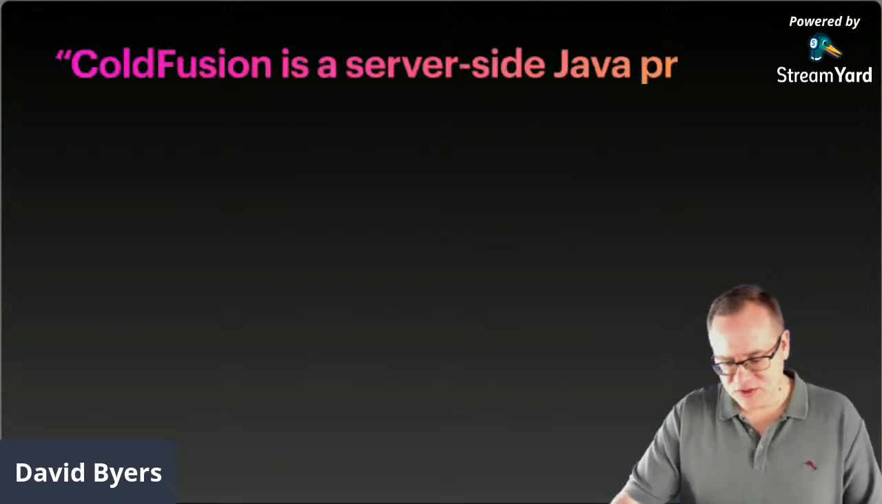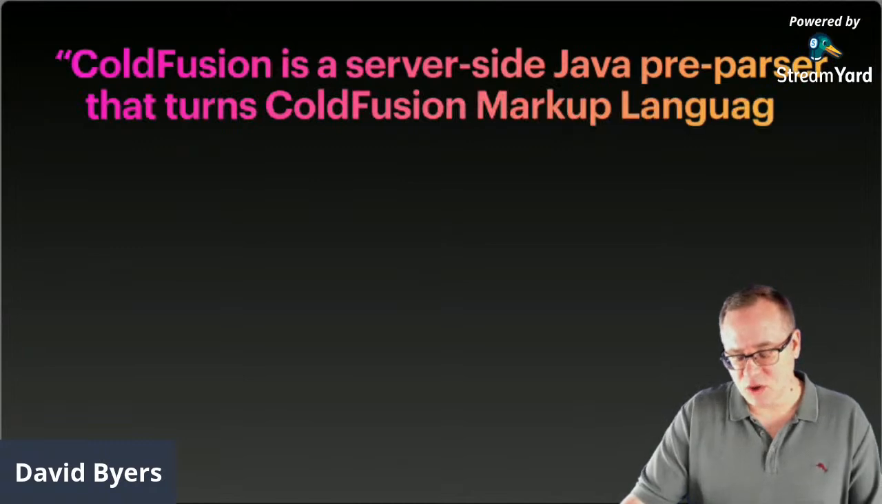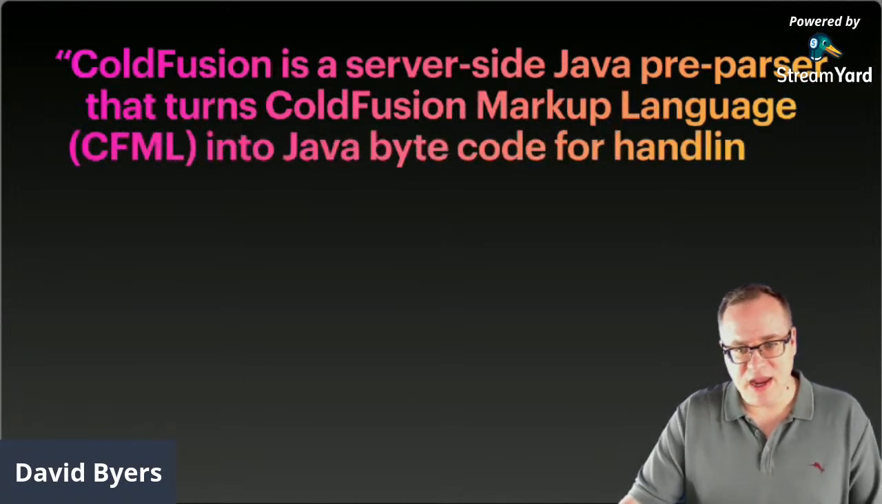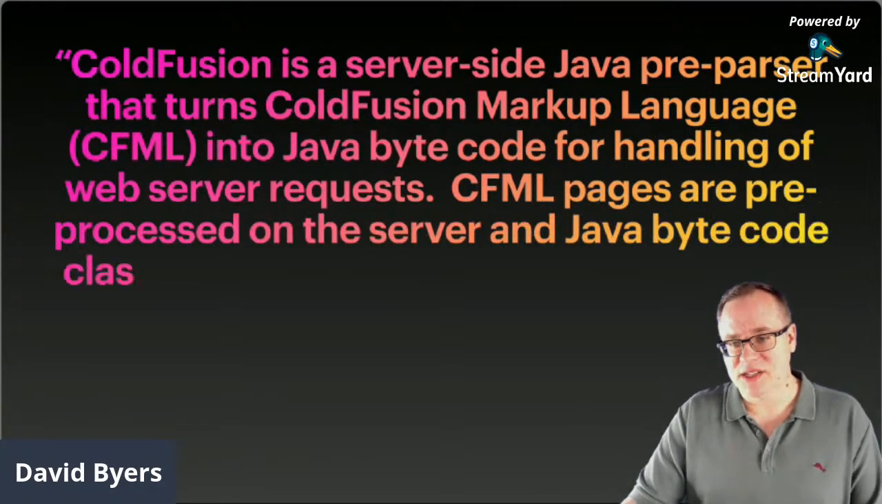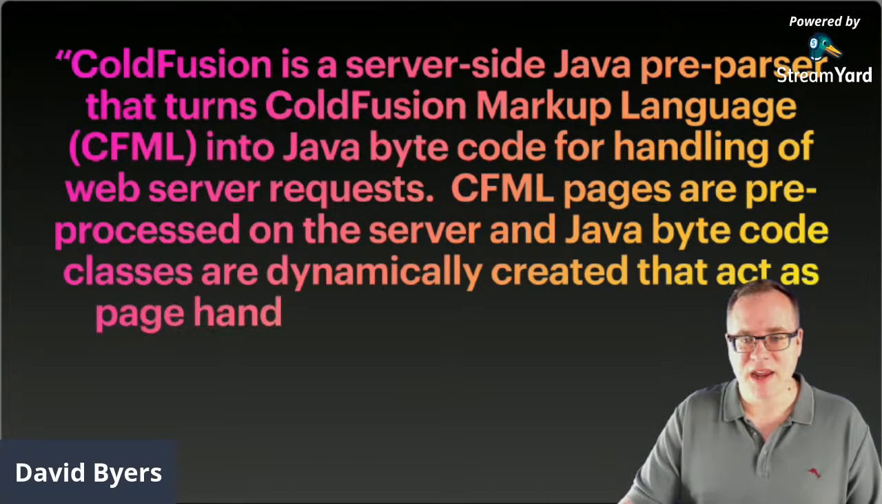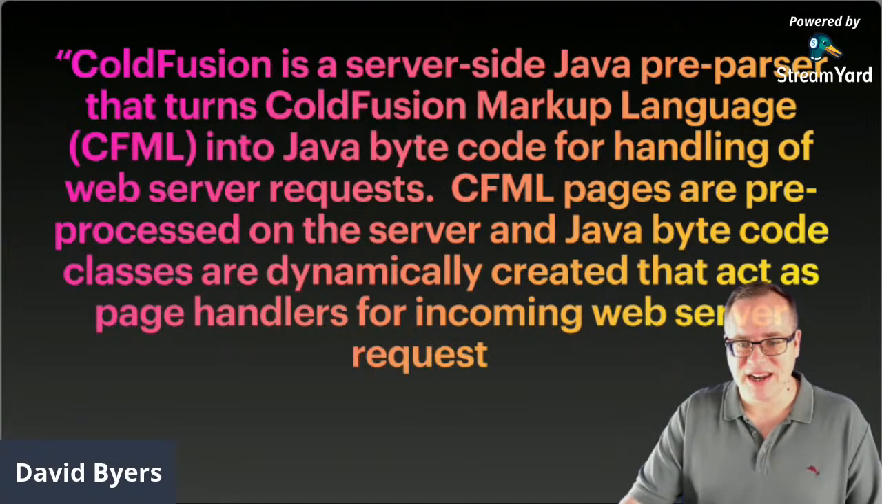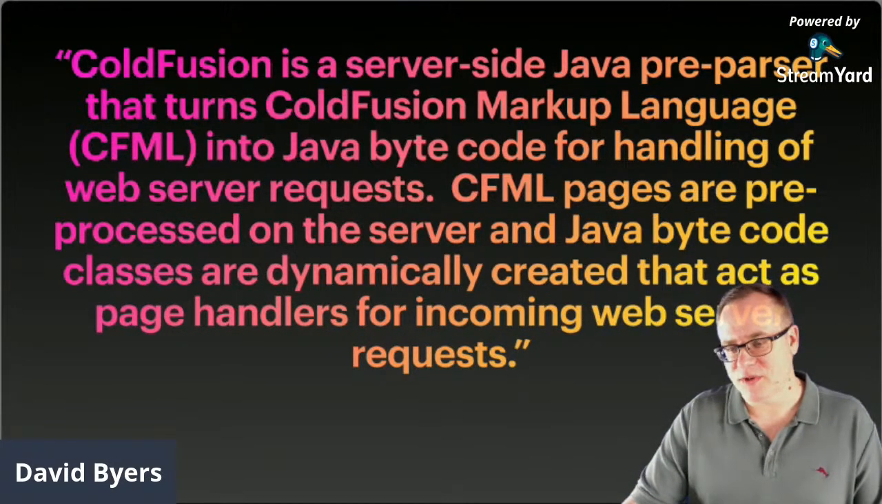What is ColdFusion? ColdFusion is a server-side Java pre-parser that turns ColdFusion markup language, CFML, into Java bytecode for handling of web server requests. CFML pages get pre-processed on the server. Java bytecode classes get dynamically created that act as page handlers for incoming web server requests.